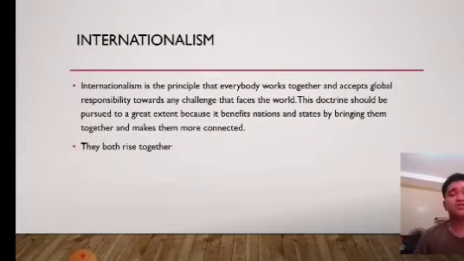Also, internationalism or internationalization is the principle that everybody works together and accepts global responsibility towards any challenges that face the world. The doctrine should be pursued to a great extent because it benefits nations and states by bringing them together and making them more connected. They both rise together as their common objective.